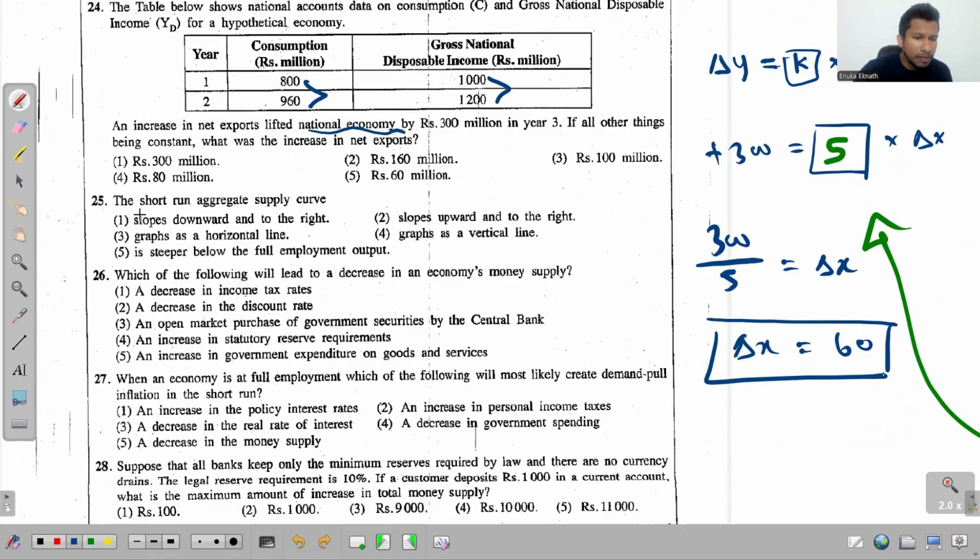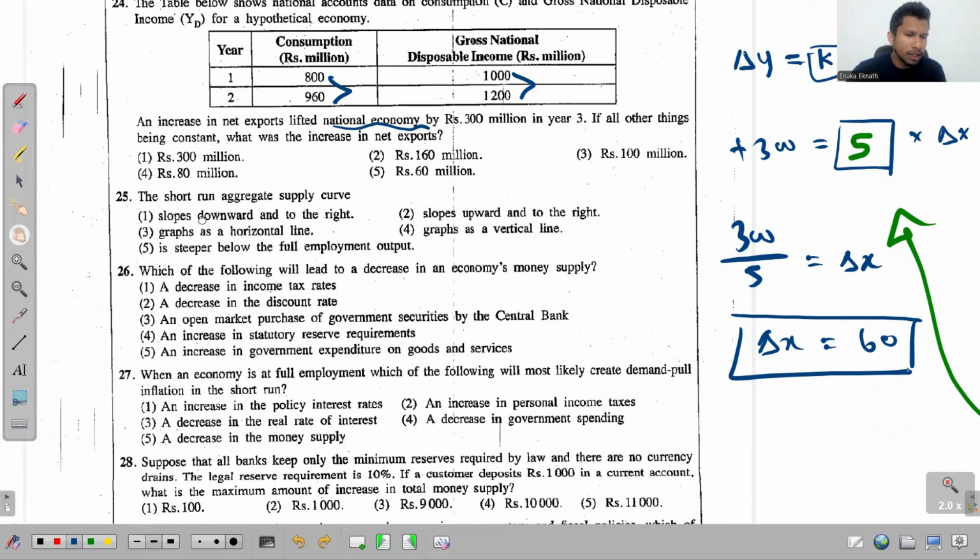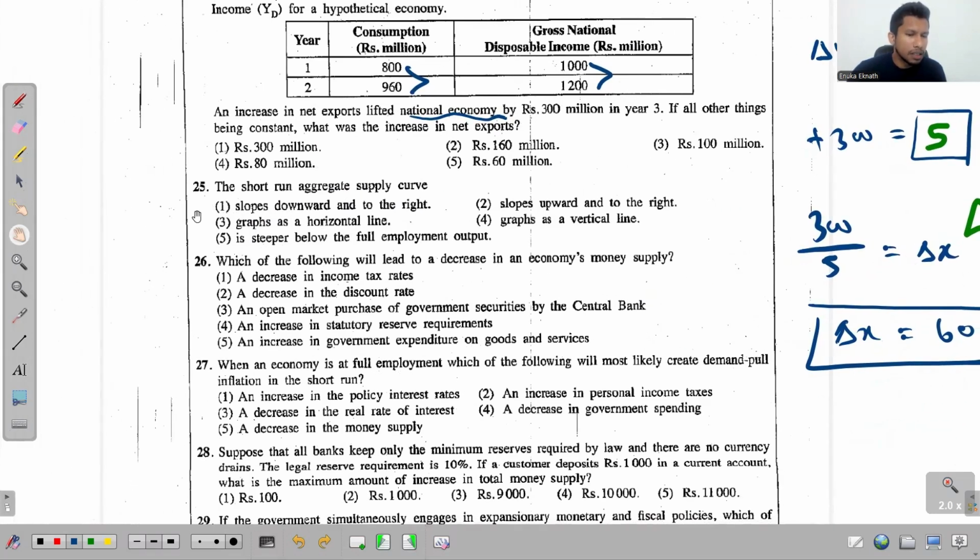Question number 25. Short run aggregate supply curve. What is it? Short run aggregate supply curve. What do they ask then? Slopes down. So they are referring to the supply curve and then they say that it slopes downwards. If you have selected this to be the answer, you need to decide whether you go to this A-level exam this year. Right. So if it's a supply curve, it will never slope downward.